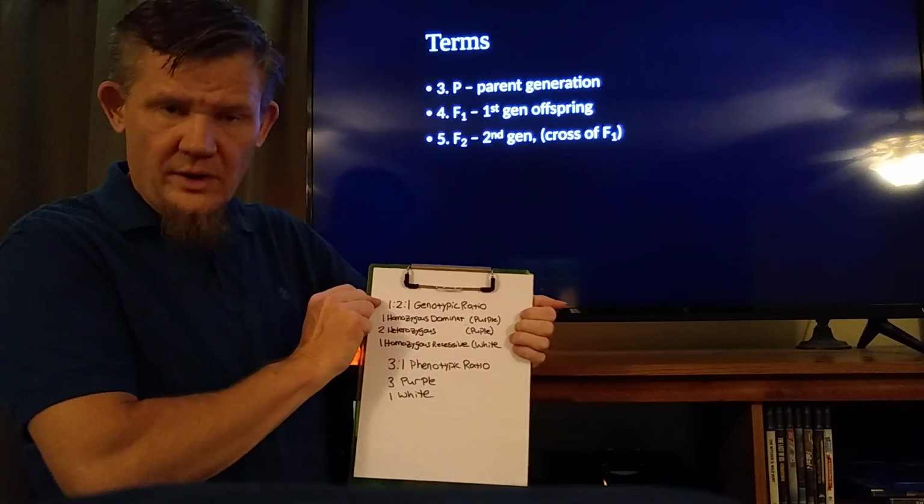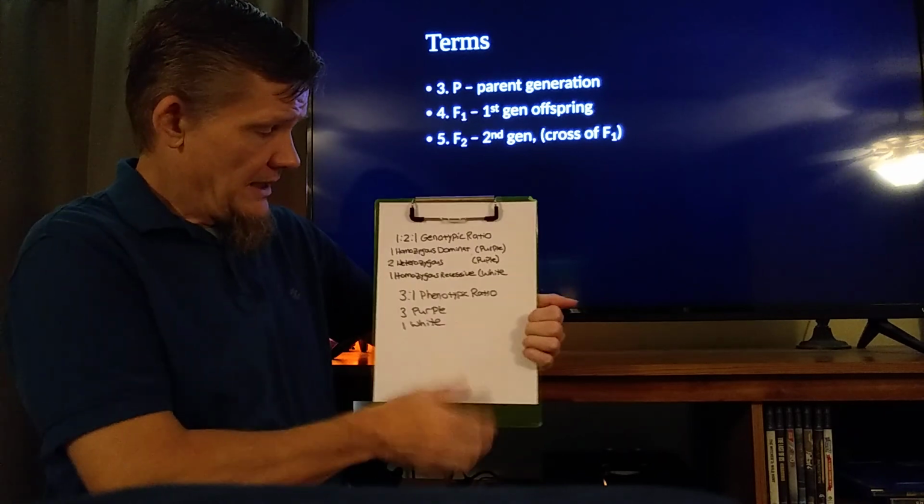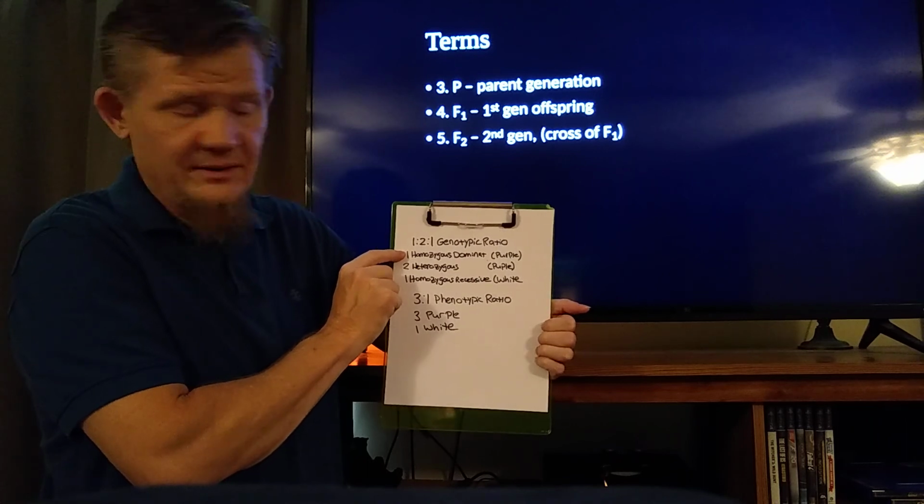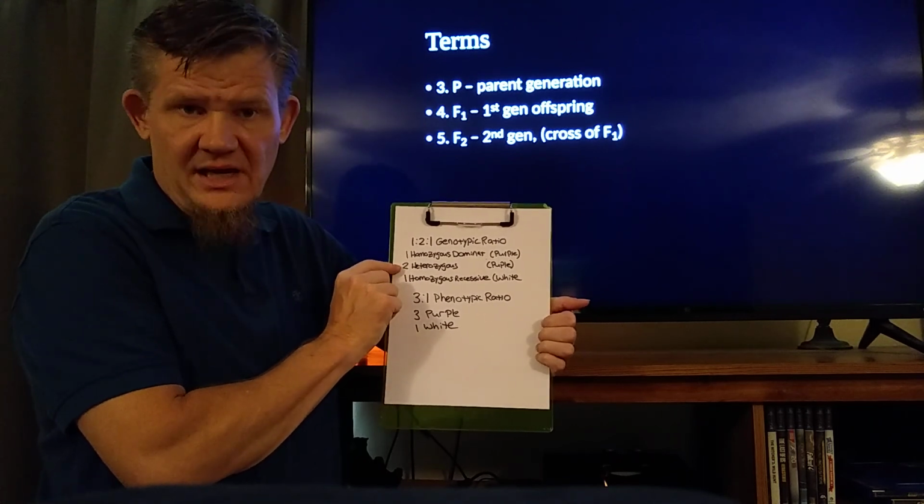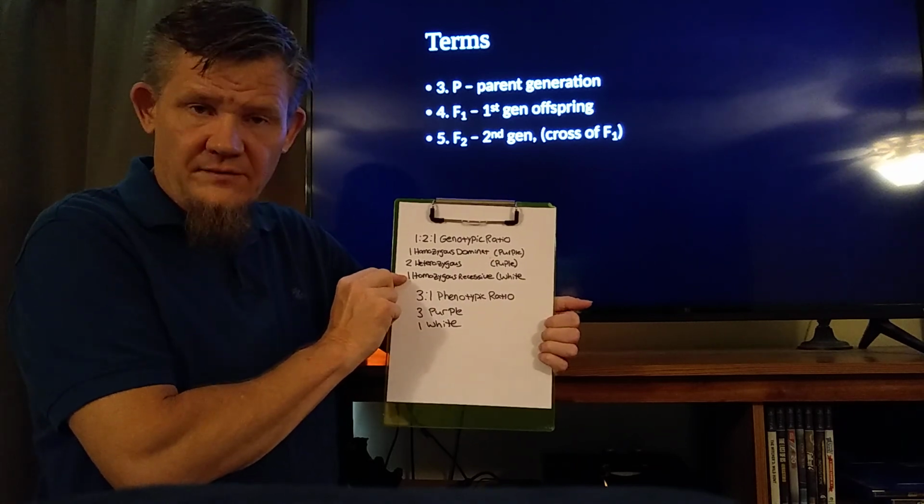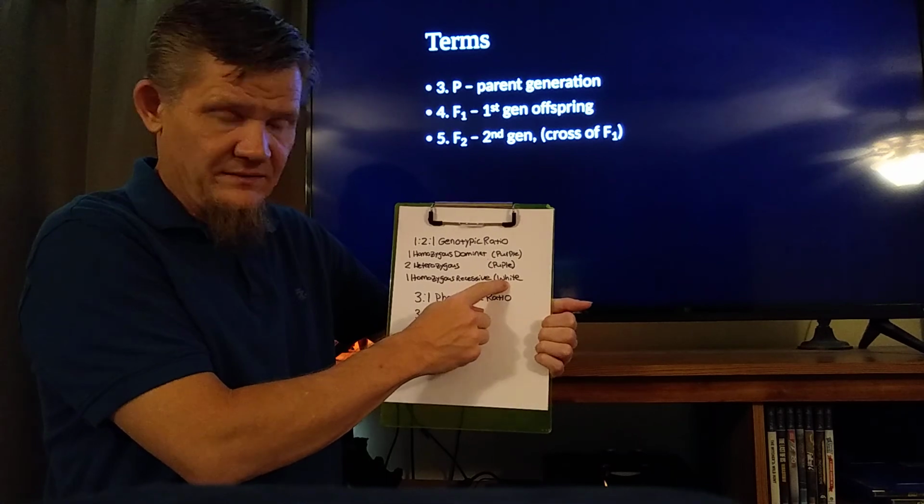You're going to end up with a 1 to 2 to 1 genotypic ratio. And that is one what we call homozygous dominant, purple flower, for every 2 heterozygous, which is also purple flower, for every 1 homozygous recessive, white flower.